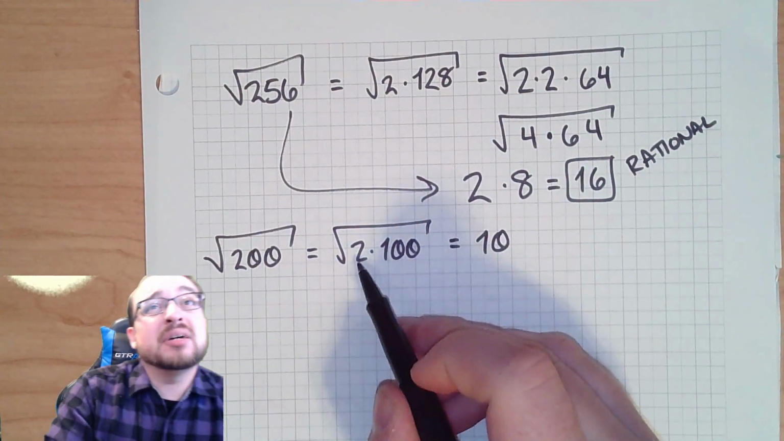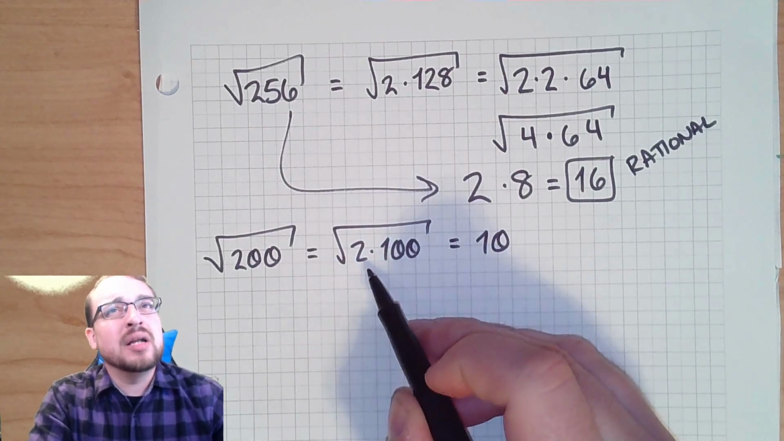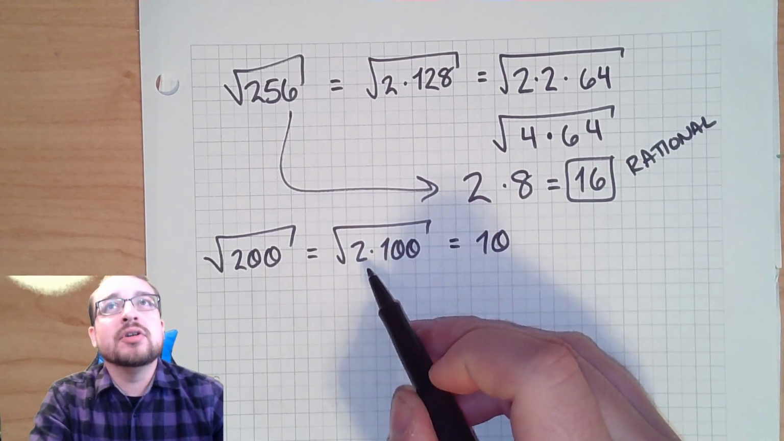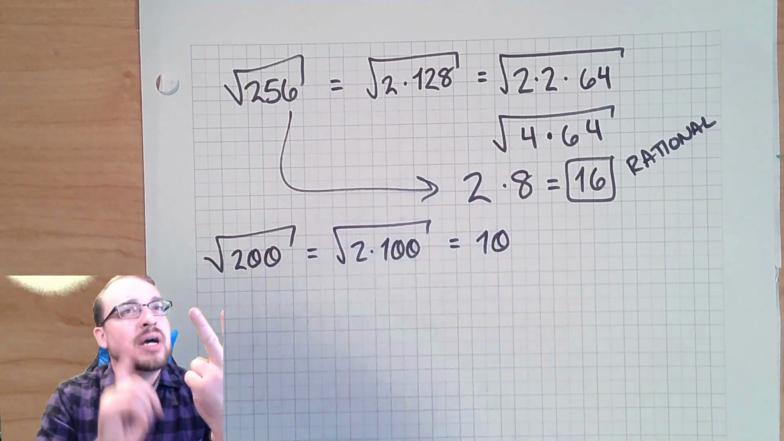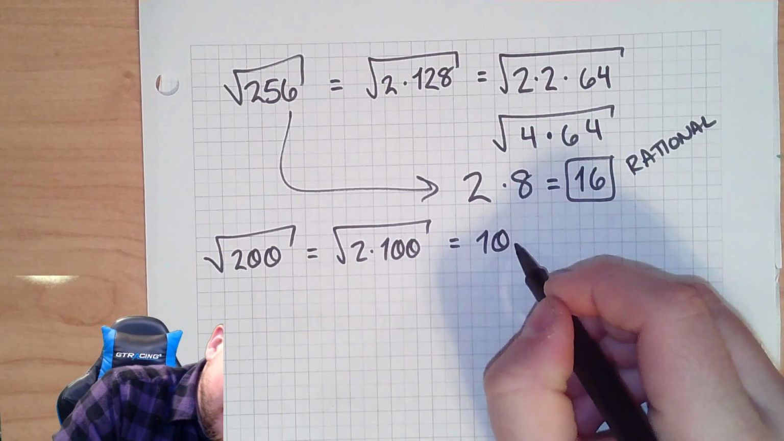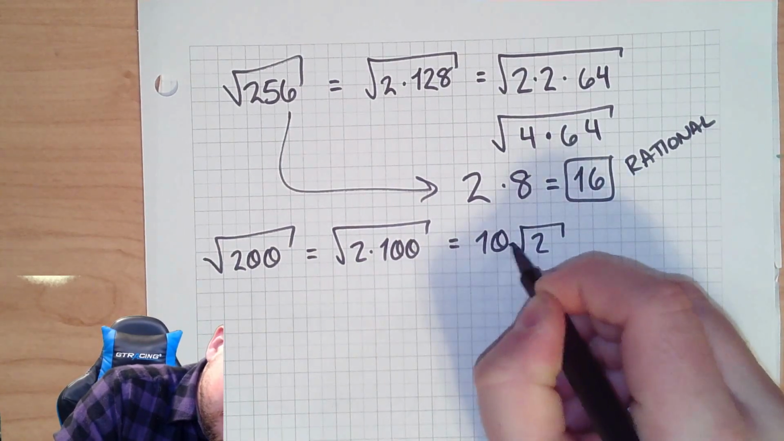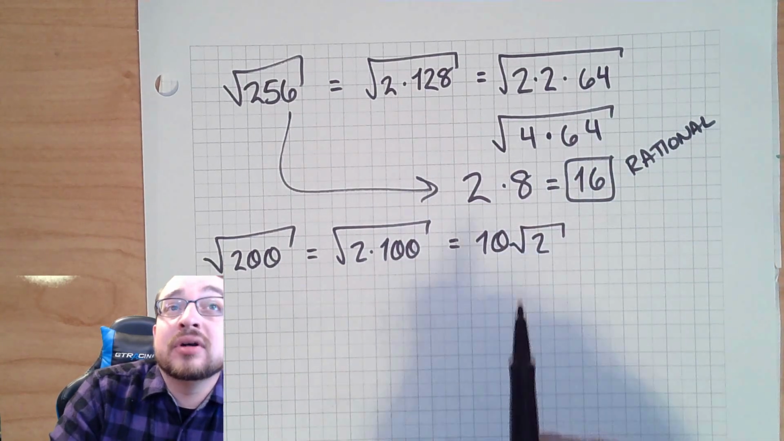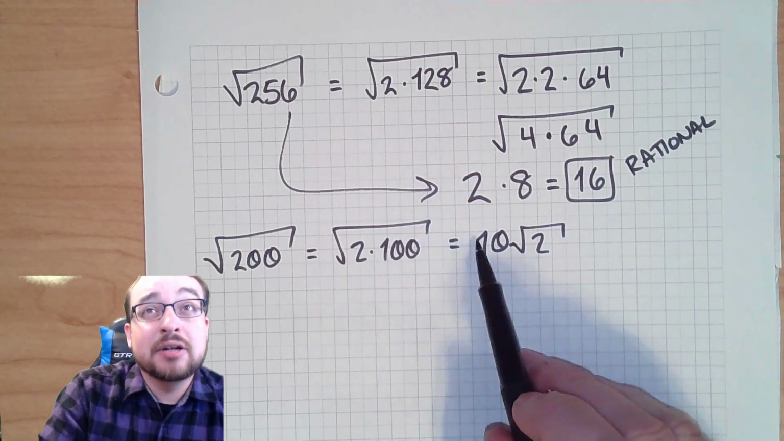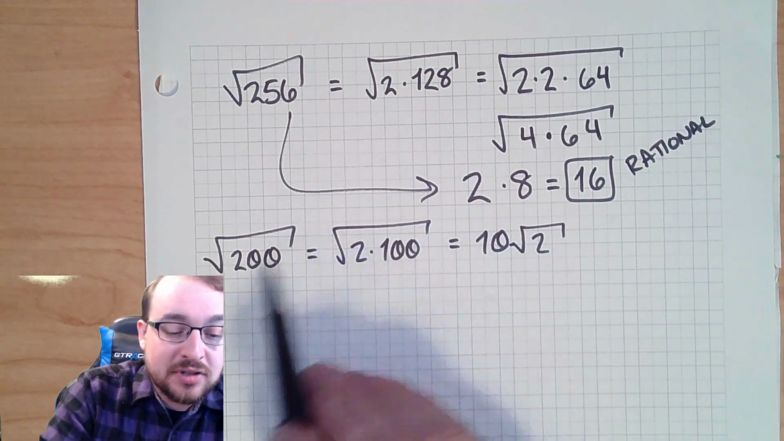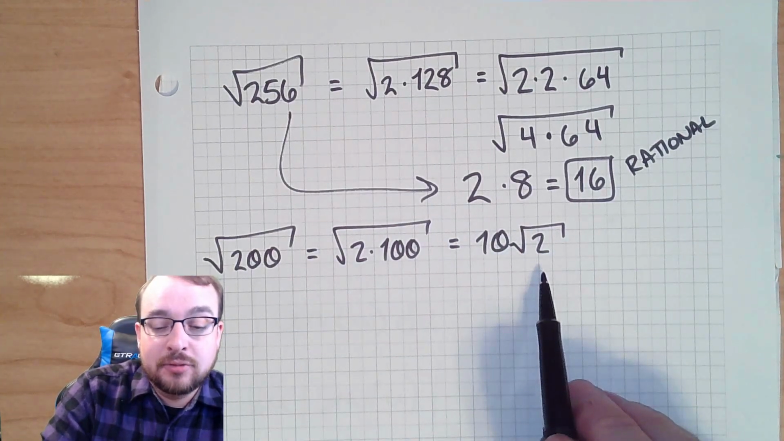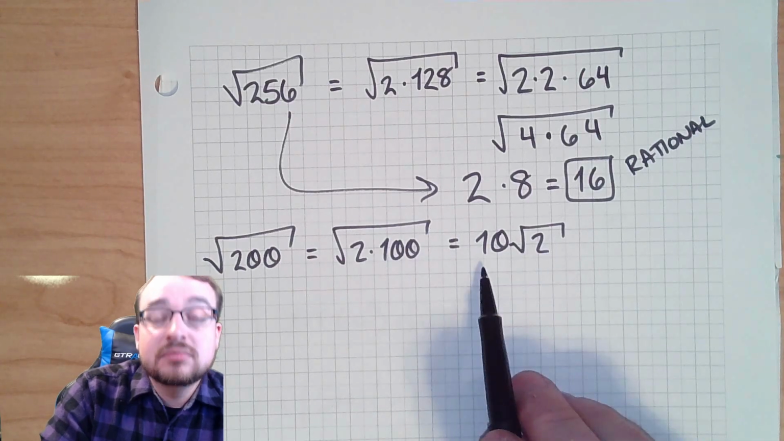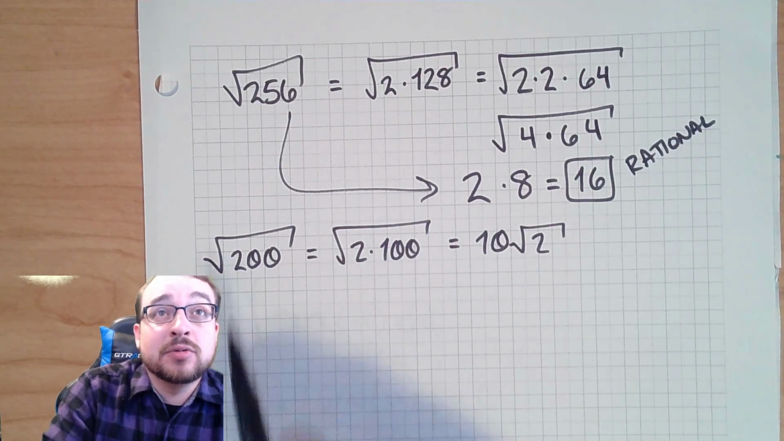But the root of 2 doesn't come out nicely, and I can't break down 2 anymore, right? 2 is a prime number, right? There's no way I can break that down other than 2 times 1, right? So I can't break down 2 anymore, so I just leave it like this. So we have 10 times the root of 2, or as we say often, 10 root 2. That's what this simplifies to, 10 root 2. So it's root 2 times 10 is the same thing as the root of 200.